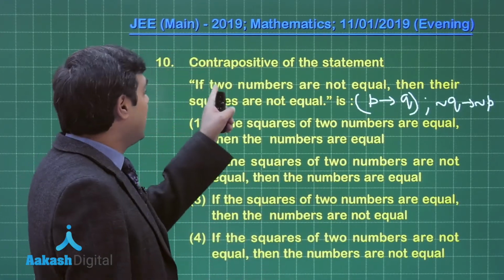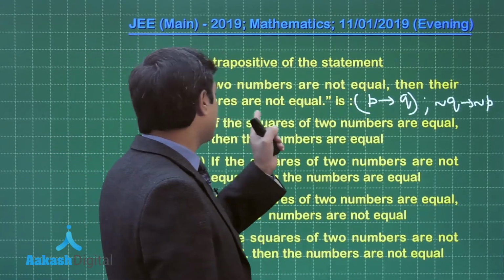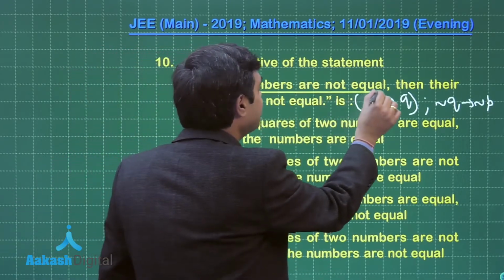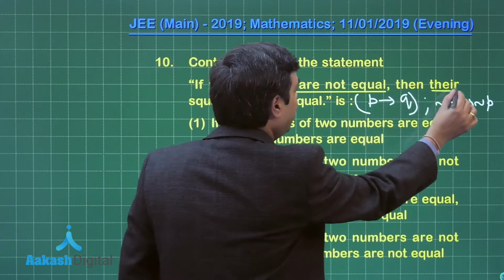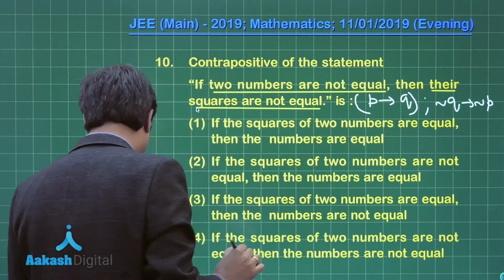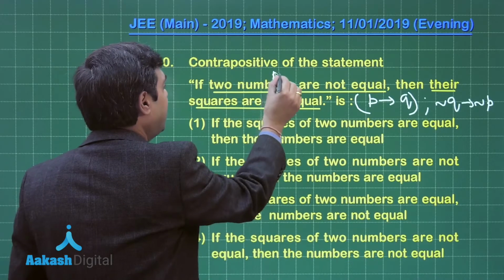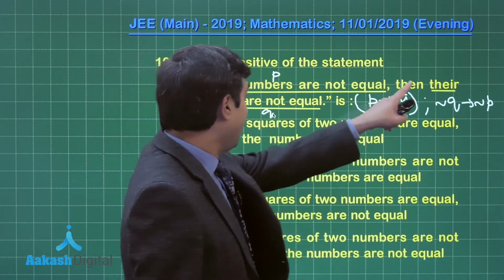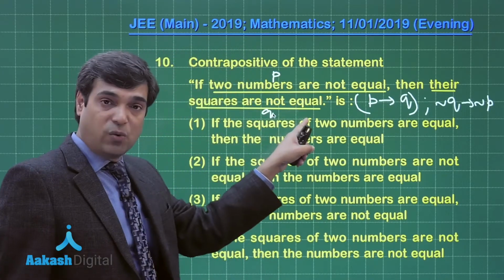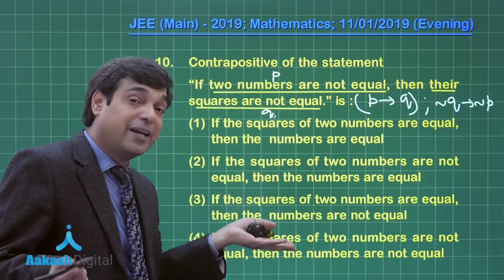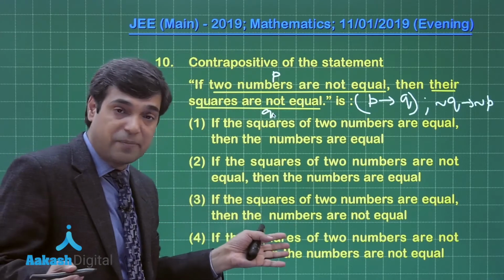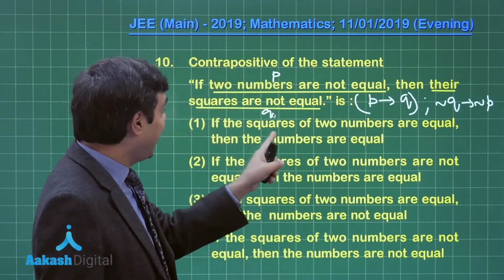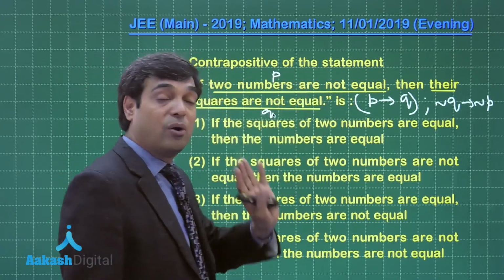Now, it is saying if two numbers are not equal, then their squares are not equal. So the statement here is P and the statement here is Q, correct. So write here P and write here Q. Negation of Q means if their squares are equal, since the not is eliminated by taking the negation of a negation. So, if squares are equal, then the two numbers are also equal.